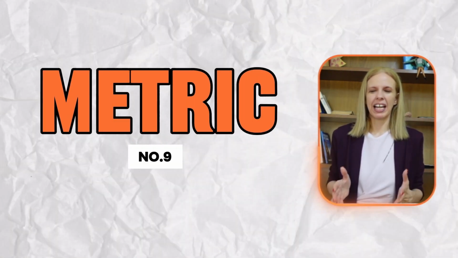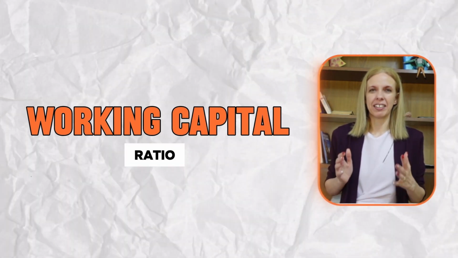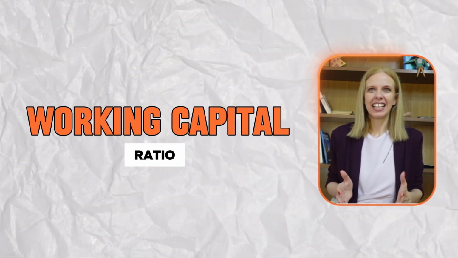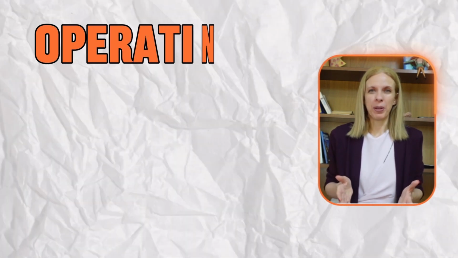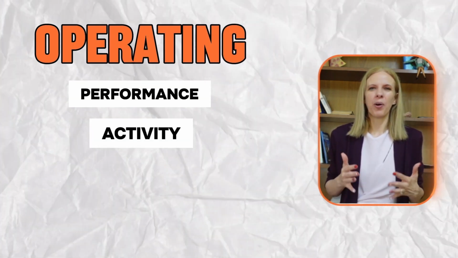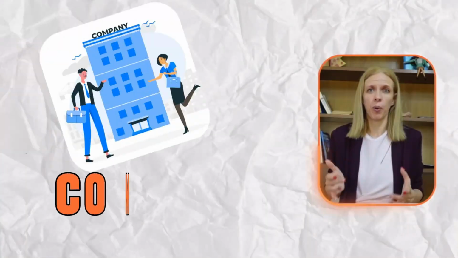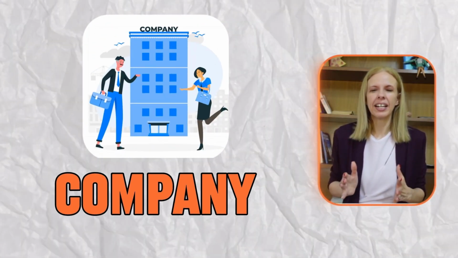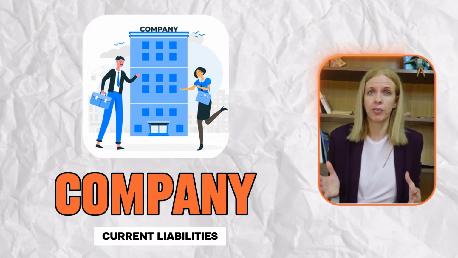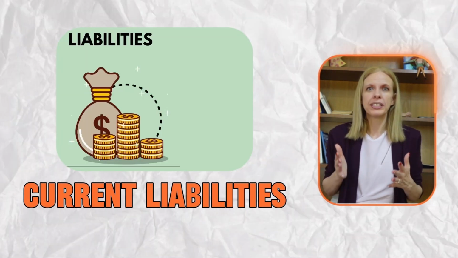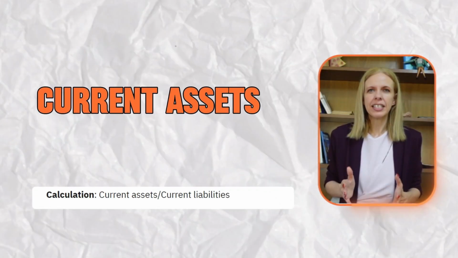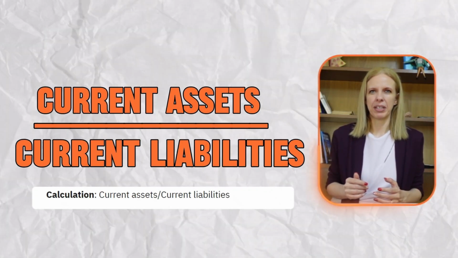Metric number 9. Working capital ratio. This is another one that is an operating performance, activity, or efficiency type metric, and it shows the ability of the company to meet its current liabilities, to pay off its current liabilities with its current assets. The calculation is current assets divided by current liabilities.